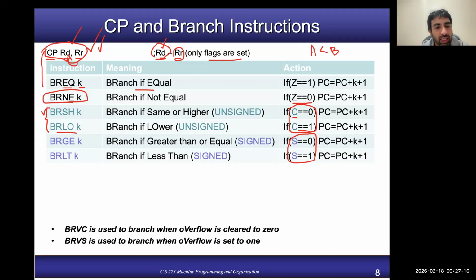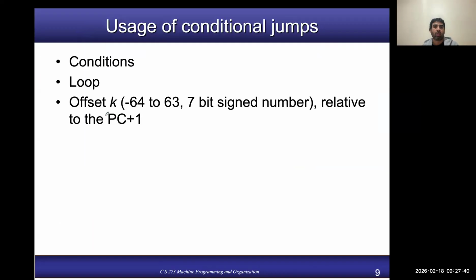Okay, so there are two other instructions: branch if overflow flag is cleared, and branch if overflow flag is set. We will talk about these branch instructions in a later chapter because they are used in the context of comparing signed numbers. So let's continue then.